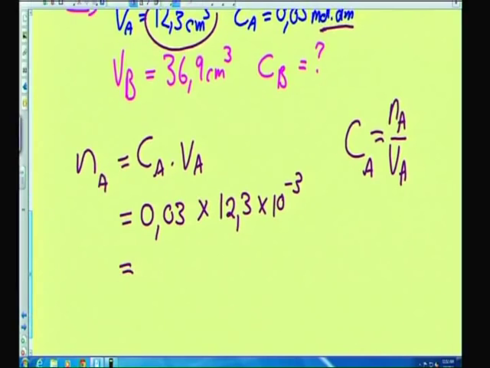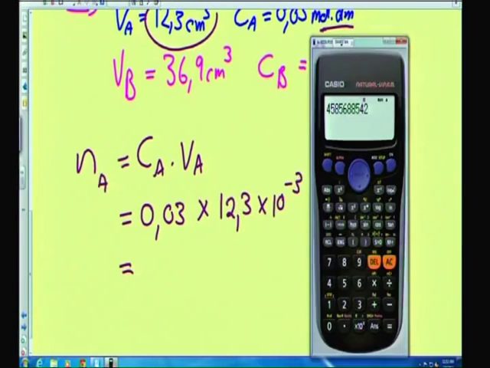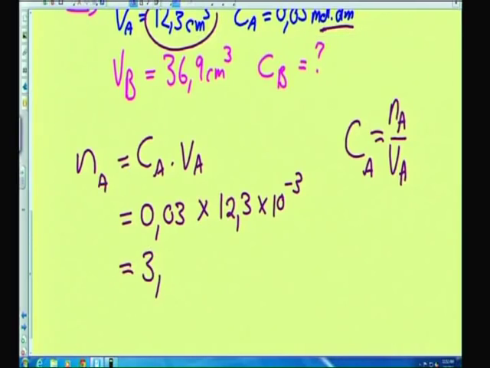So let me get my calculator up. And there we go. Let's enter the figures on the calculator. We're going to say 0,03 multiplied by 12,3, and now we're going to divide by 1,000, times 10 to the minus 3, and we're going to get 3,69 times 10 to the minus 4.